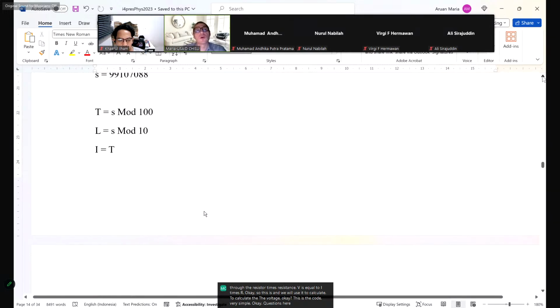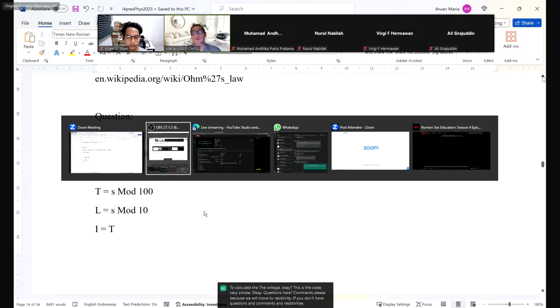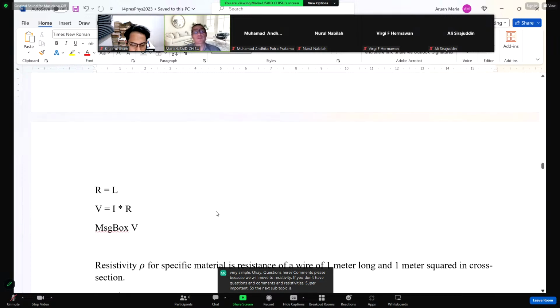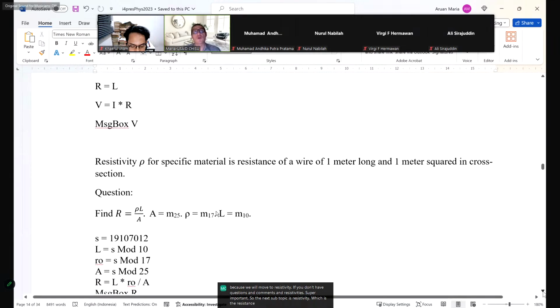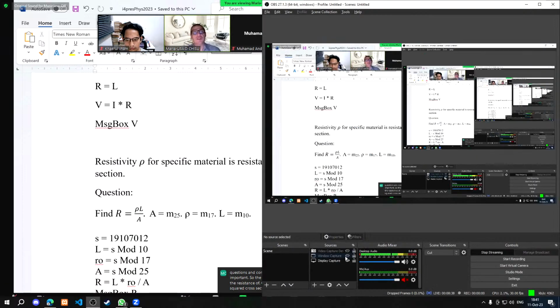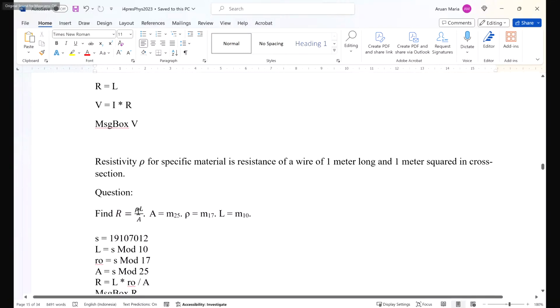Questions here? Comments, please, because we will move to resistivity if you don't have questions and comments. And resistivity is super important. So the next subtopic is resistivity, which is the resistance of 1 meter long and 1 meter squared cross-section wire. And resistance is equal to resistivity times the length of the wire divided by cross-section of the wire. And resistivity is denoted as rho, not to be confused with density, okay?